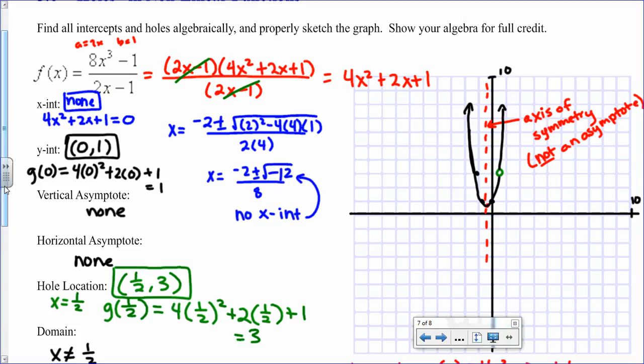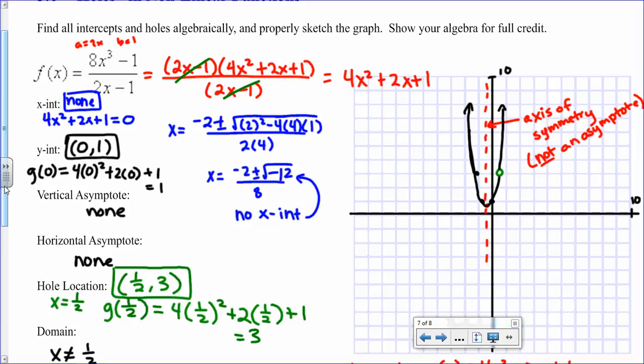Questions about that? The whole location. Yes. You said something about it at the beginning. How do you know if you're going to have a hole? Is it because it's a parabola? No, because it cancels. The denominator cancels.